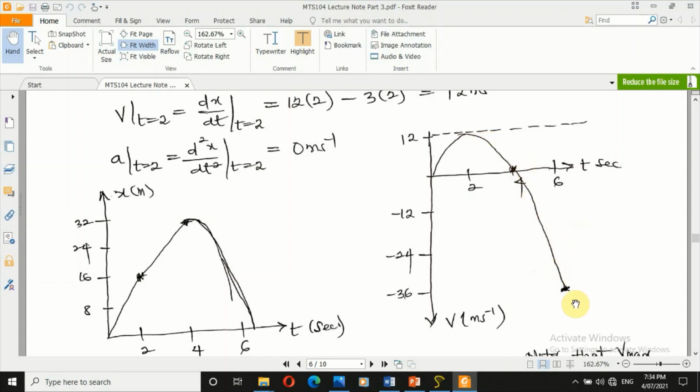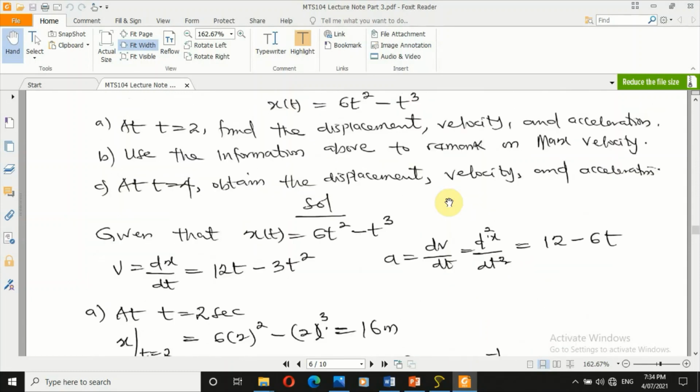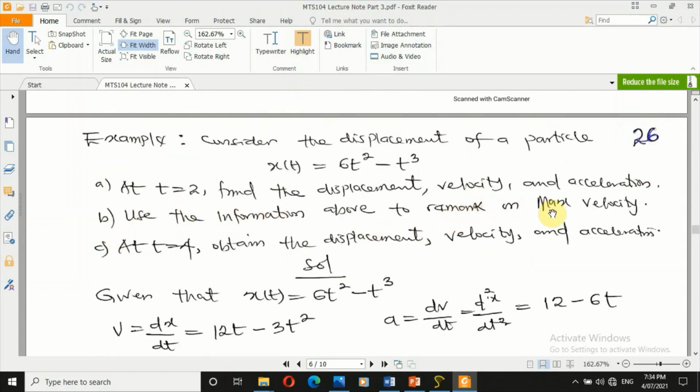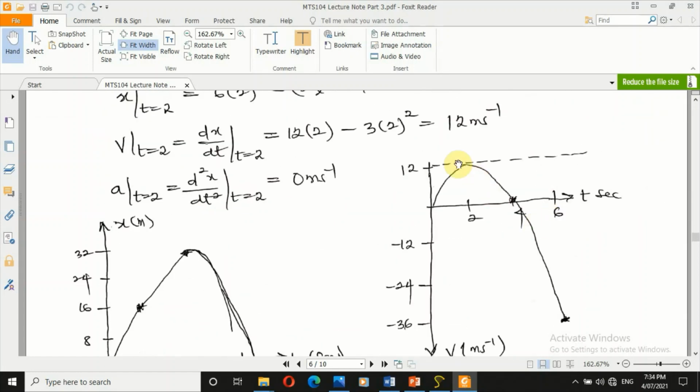Can you not see the reason why we need to call this one displacement? If I should give you a graph like this, you cannot see that because we have a negative velocity. Because we have a negative velocity, it means that we are actually dealing with displacement, not distance. So if you look at it, you can see that there will be a maximum velocity at time t equals 2 seconds. That is why they said here, use the information above to remark on maximum velocity. So we can see that at t equals 2, we have the maximum velocity here.